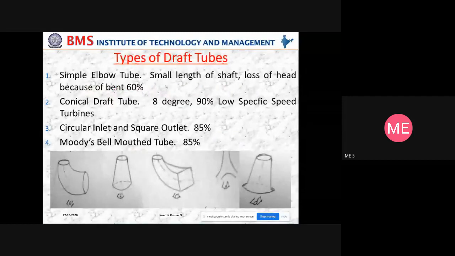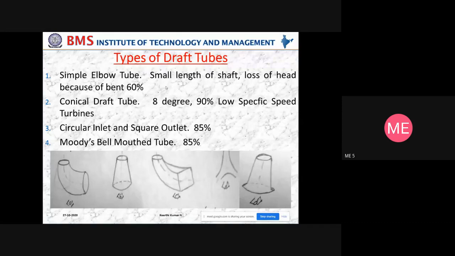This is about the draft tube. What is the meaning of a draft tube? Can anyone tell? One or two? Generally, I'm telling, don't read that. Just tell what you mean by the draft tube. So where the water exits after getting propelled. Yes. The draft tube is a conical tube which is attached to the outlet of the turbine.